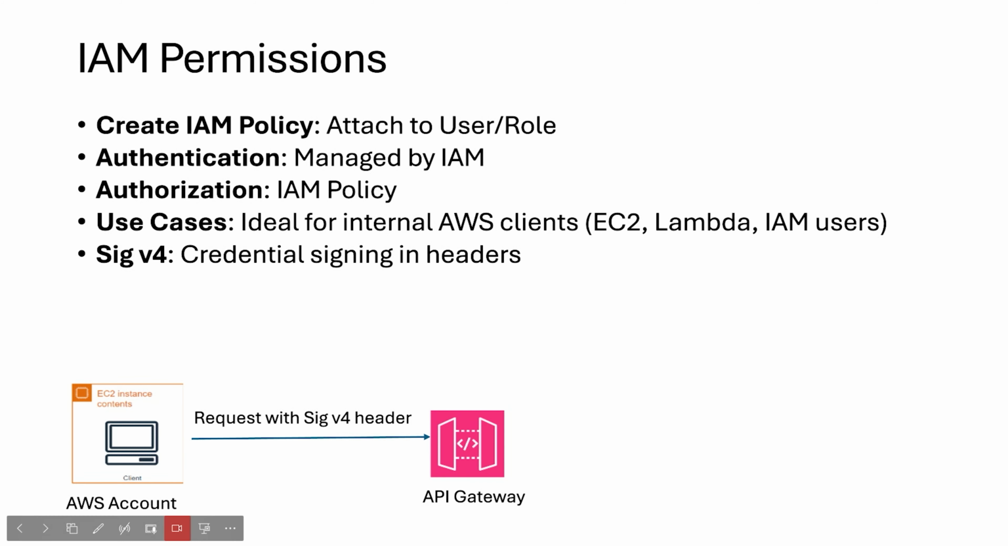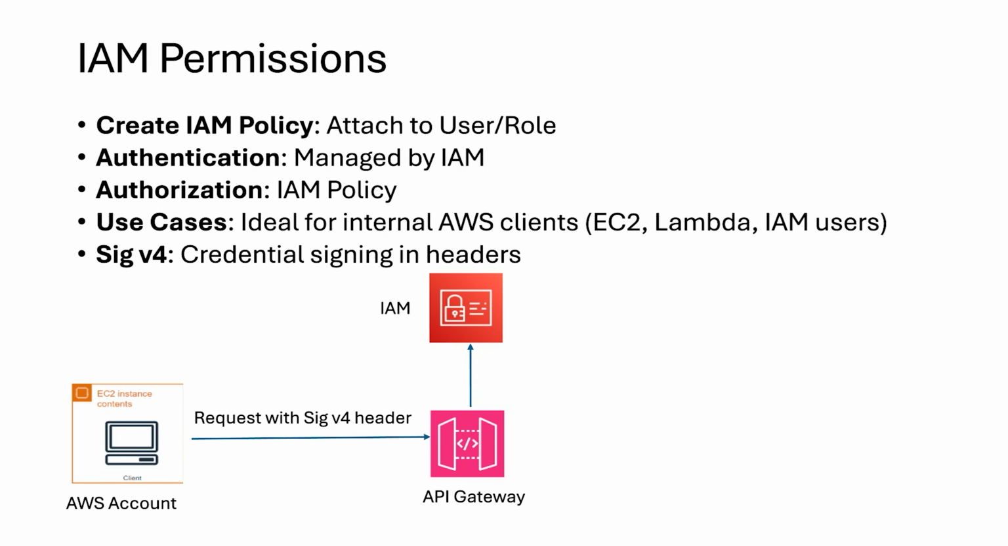Since API Gateway receives this request with the Signature v4 header, API Gateway will check with IAM. IAM will take the Signature v4, authenticate and authorize, and send back the policy. It checks the policy, and if the user has access, then only will it allow the request to go to the backend. Otherwise, it will reject the request.